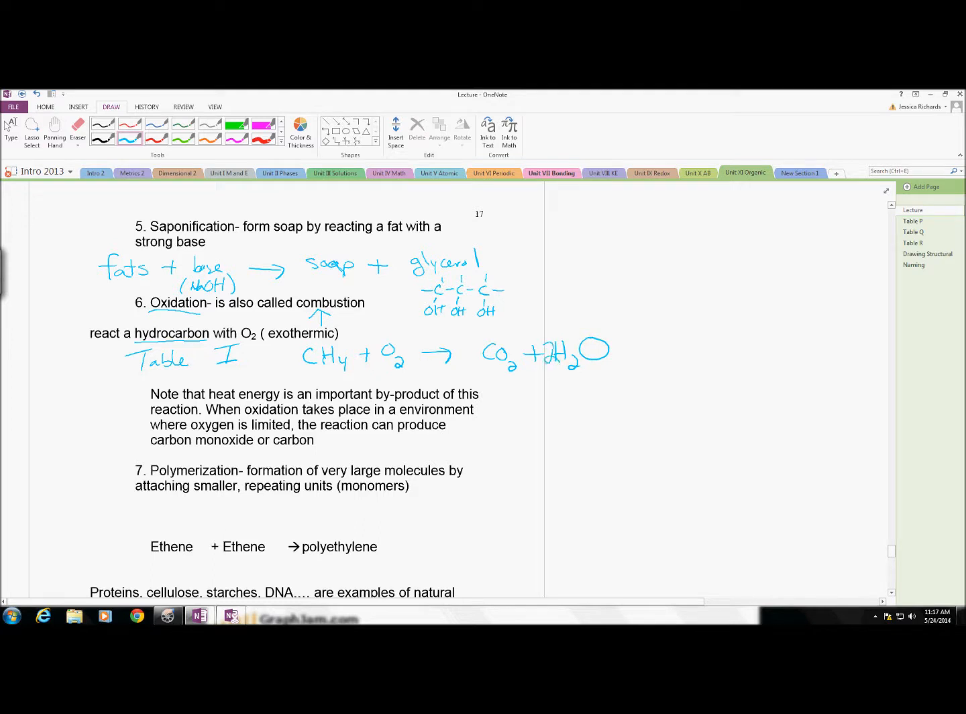When you have complete combustion, then you have only carbon dioxide and water left over. So that's going to be complete. If you have incomplete combustion, then your byproducts can be carbon monoxide or even just plain carbon.